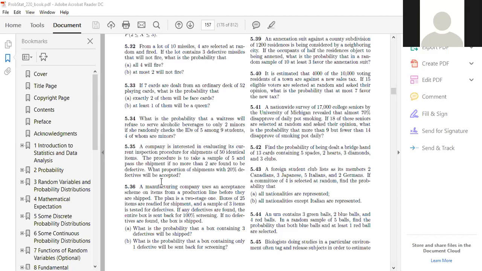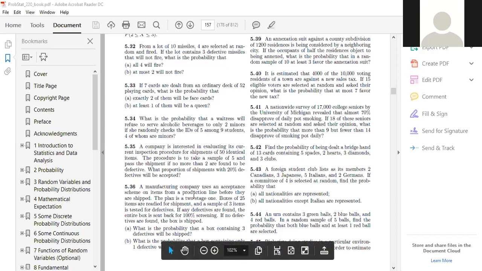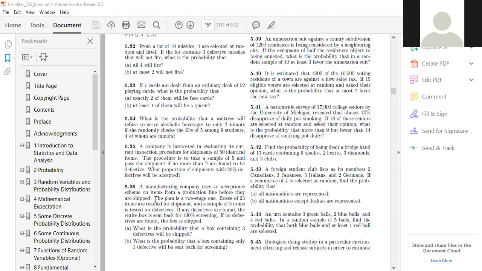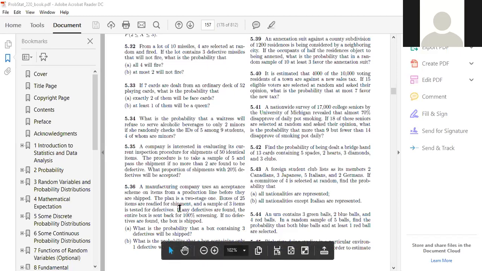Read this example carefully, guys. It says that a manufacturing company uses an acceptance scheme on items from a production line before they are shipped. The plan is to stage boxes of 25. That means my capital N equal to 25 are readied for shipment, and a sample of 3 items, that means my small n equal to 3 out of 25, are tested for the defectives.